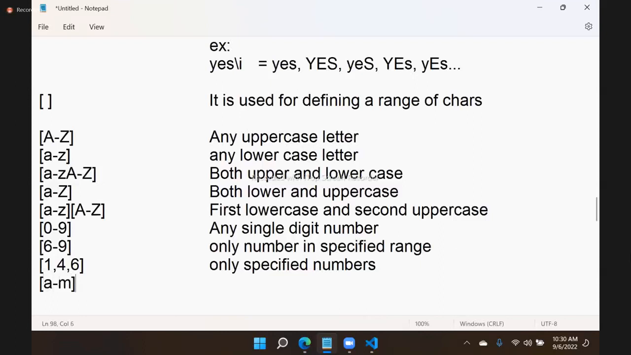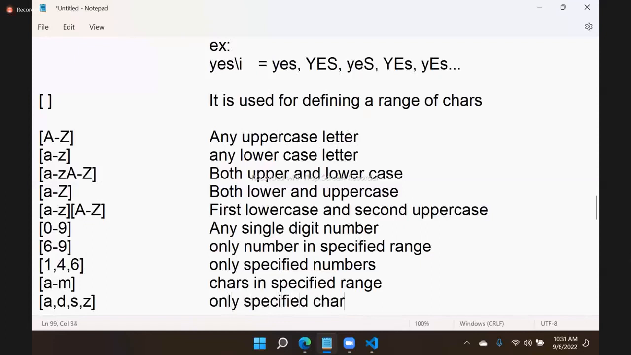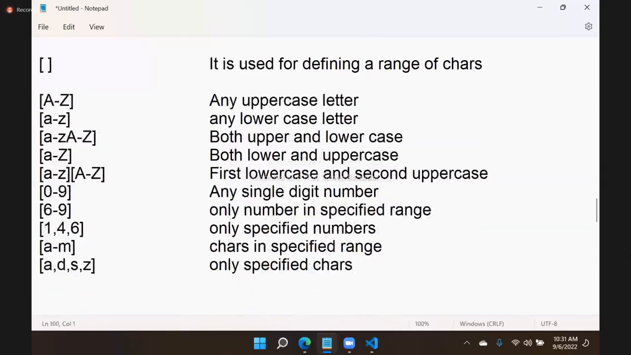That means any alphabet from A to M. That means characters in a specified range. Suppose I write like this: A, D, S, Z. What does this mean? Only specified characters are allowed. You can also write like this: A-M, 4-9.